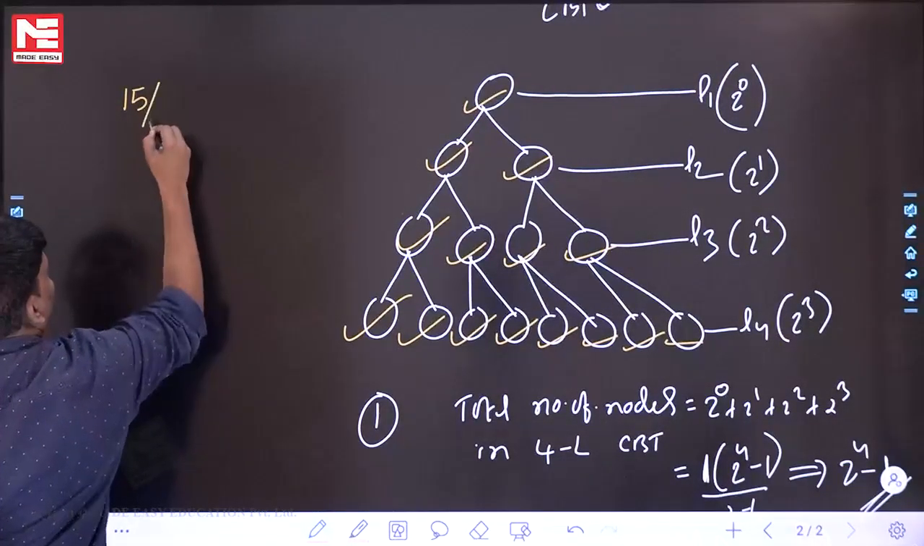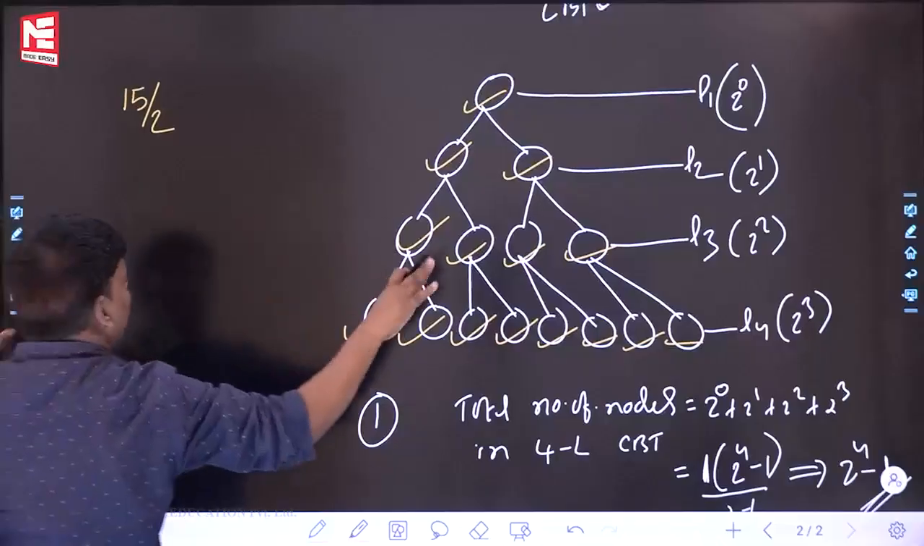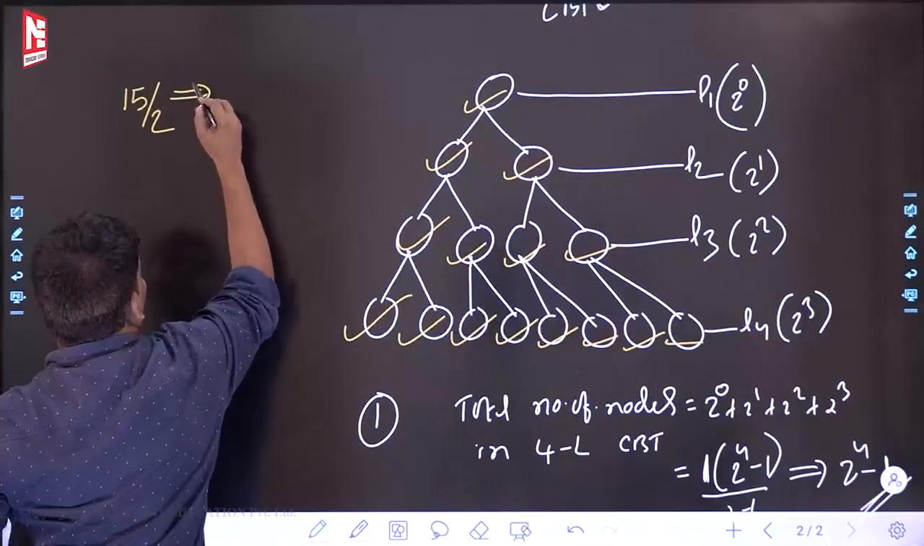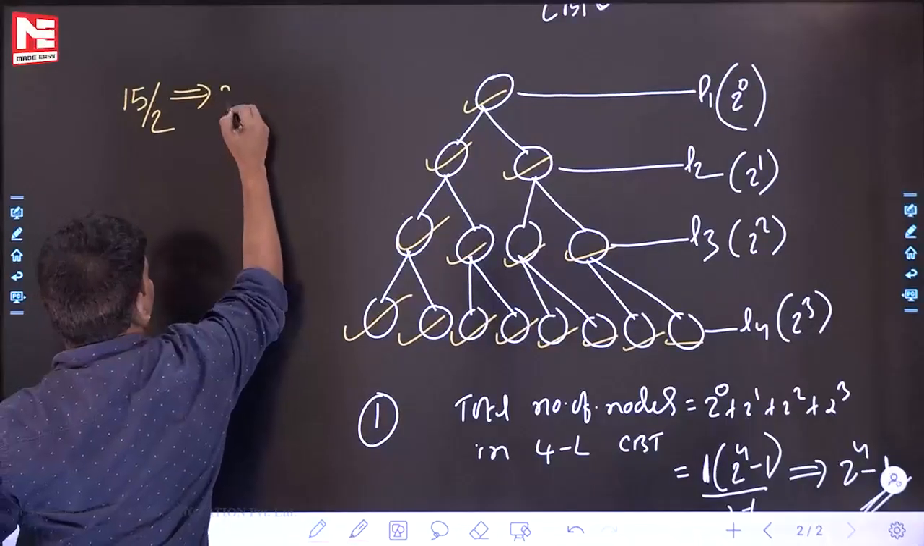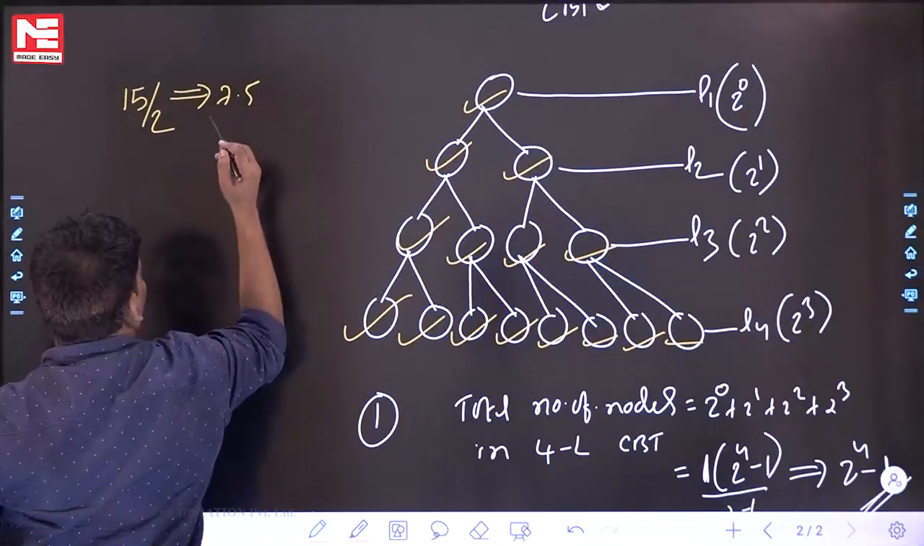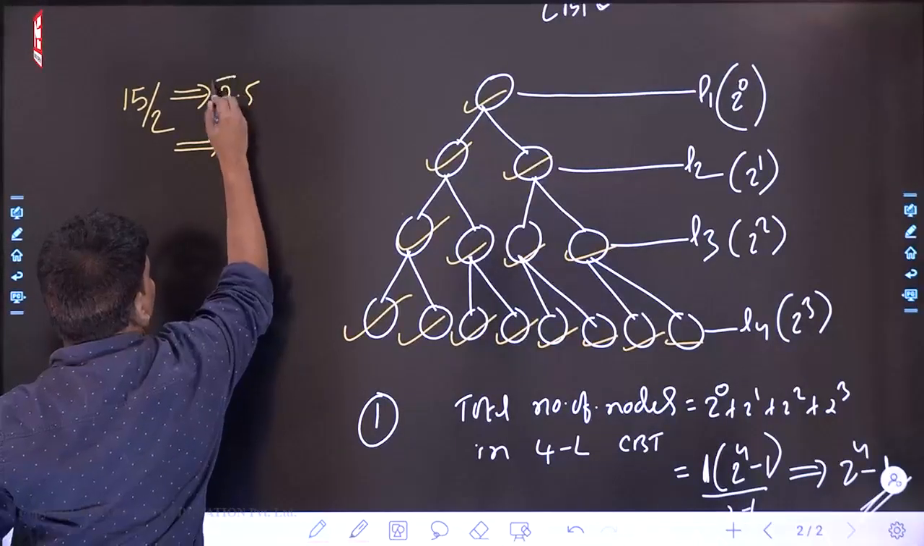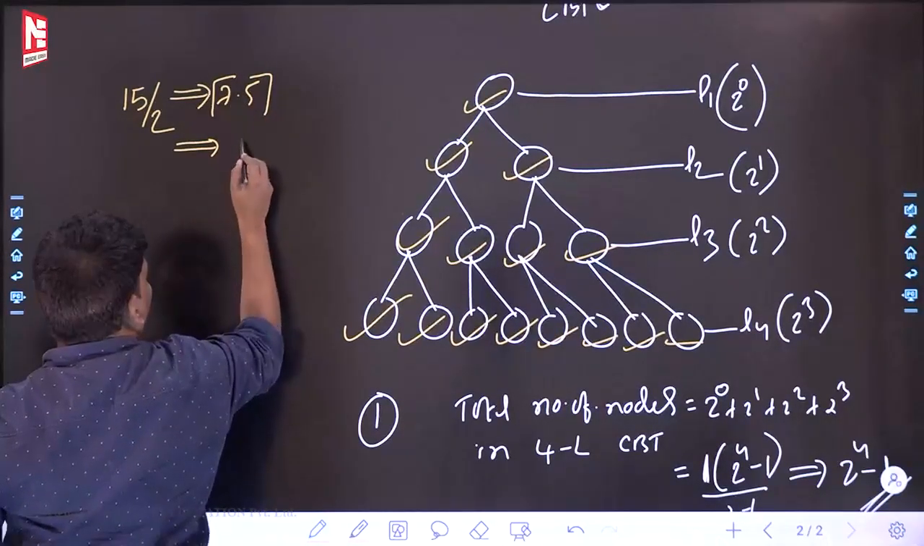Can you help me? What is 15 by 2? 14 by 2 is 7. 15 by 2, what is the answer? 7.5, right? Take the ceiling value, not floor. What is the answer?